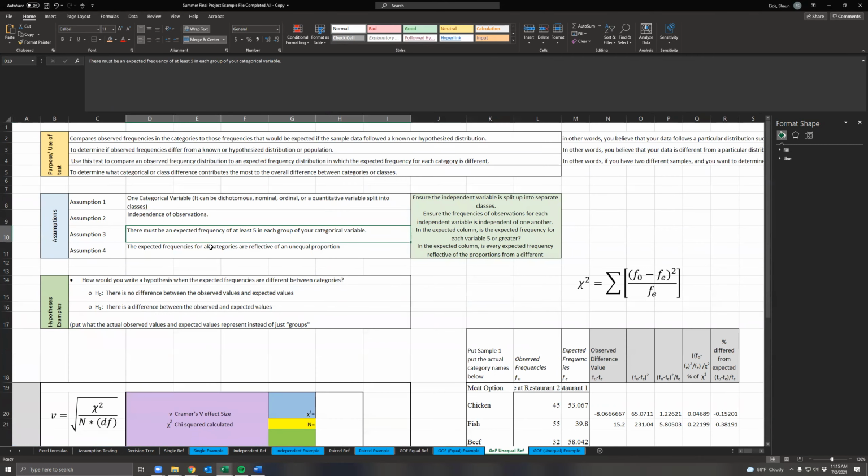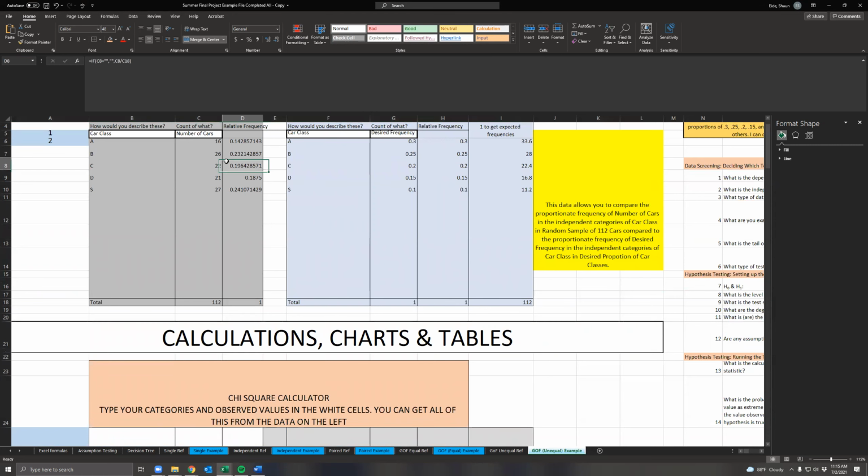Next, there must be an expected frequency of at least 5 in each group. So let's look at this. So the expected frequency, we've got 33.6, and it's got to be greater than 5. 28, 22.4, 16.8, and 11.2. So this is the one that's the closest to 5, but it's definitely still above 5.